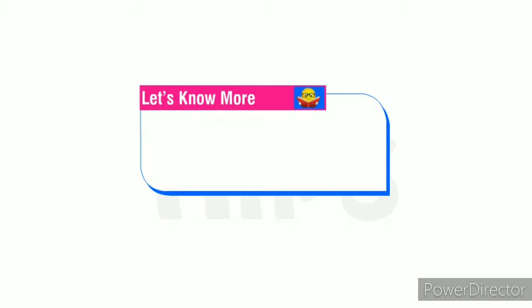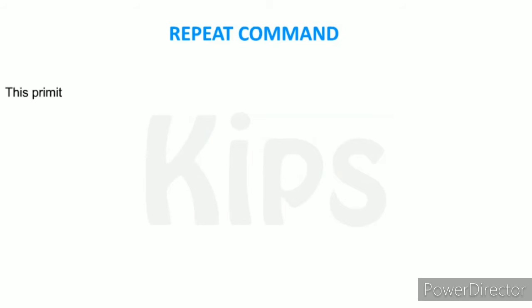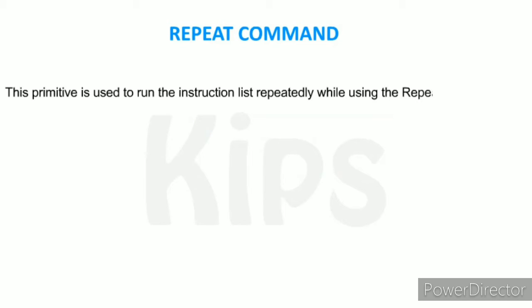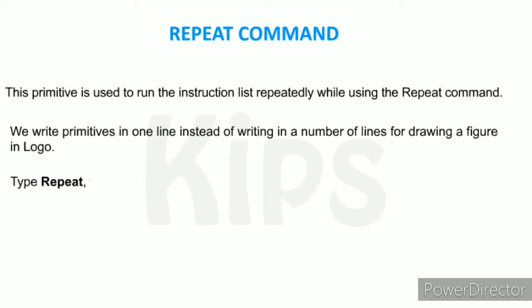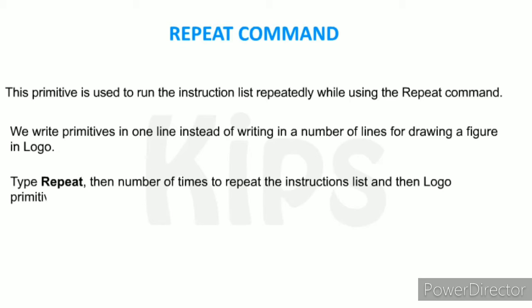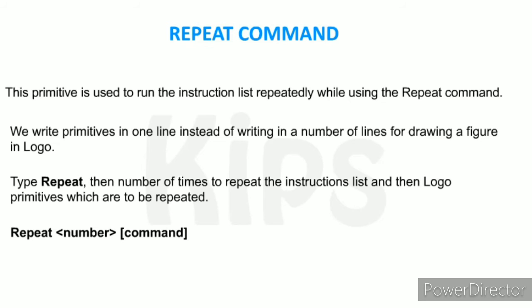Now, let me learn more. The erase all command erases all the procedures. The repeat primitive is used to run the instruction list repeatedly. We write primitives in one line instead of writing in a number of lines for drawing a figure in Logo. Type repeat, the number of times to repeat the instruction list, and then the Logo primitives which are to be repeated. For example, repeat, bracket in number, bracket in command.